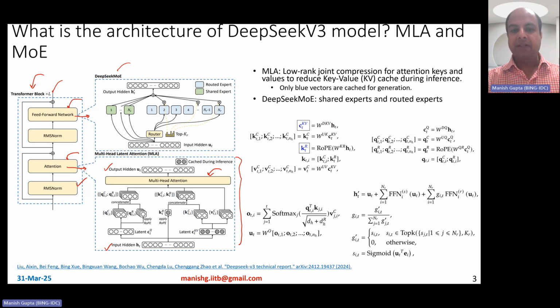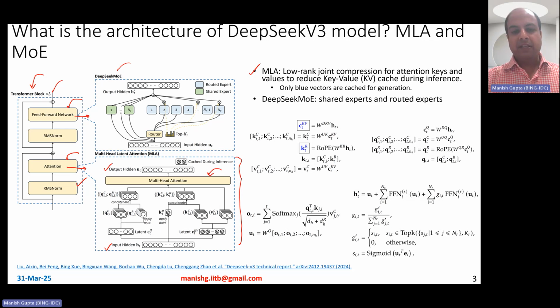And how does this generation of keys, queries, and values differ? Well, they basically use low-rank joint compression for attention keys and values, to reduce the KV cache during inference. The idea is that the KV cache, the key-value cache, has to be retained during inference, and that cache becomes very large in size. So as to reduce the size of this KV cache, they use latent, low-rank joint compression for keys and values. And we will see in detail using these equations how this works.